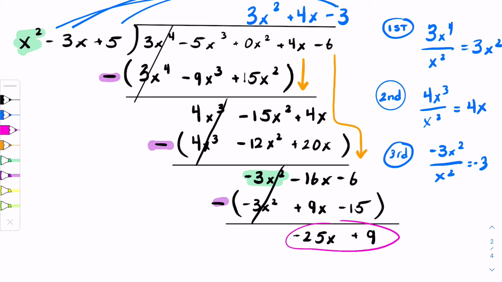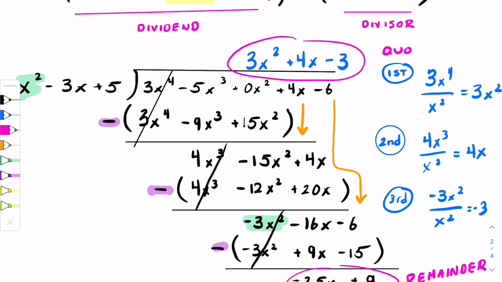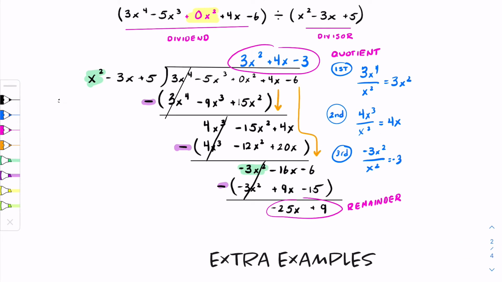We don't have any more terms to carry down, so this is called our remainder. And up here, what we worked on finding is called our quotient. So we write our final answer as 3x squared plus 4x minus 3. That's the quotient plus the remainder of negative 25x plus 9 divided by the divisor of x squared minus 3x plus 5.